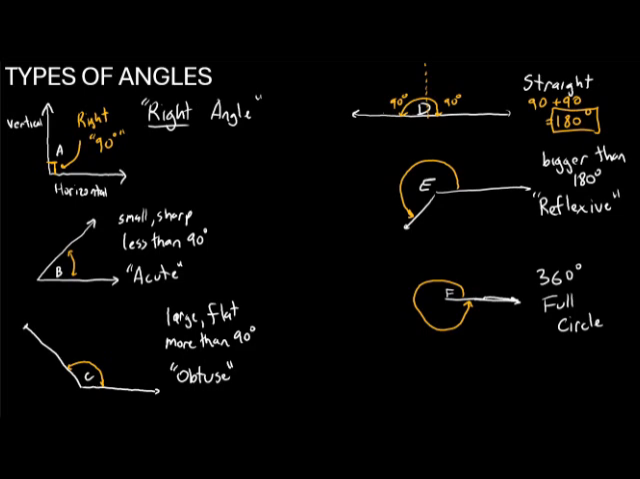The angles we're going to concentrate the most on in Math 110 are the right angle, the acute angle, the obtuse angle, and the straight lines, and most of the time we'll be splitting the straight lines up into two smaller angles.